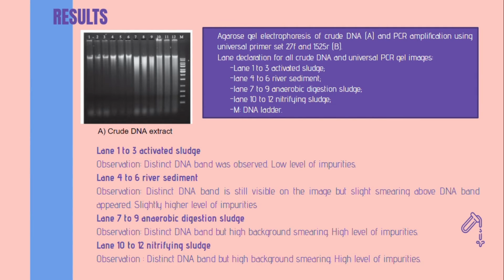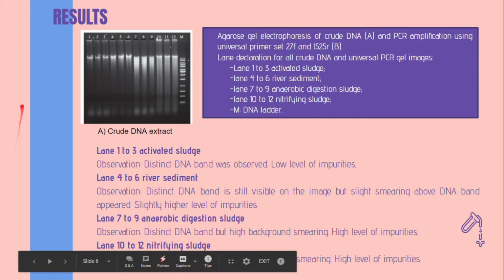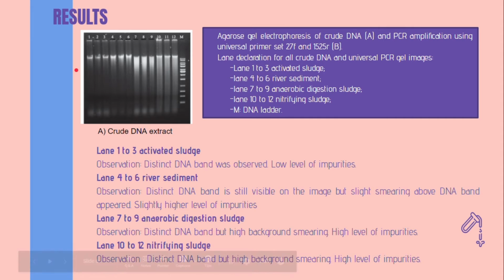I am going to explain the result for crude DNA extract first. The quality of crude DNA extracts was different between the four environmental samples. First, lanes 1 to 3, activated sludge. What we can observe from lanes 1 to 3 is the DNA band with a low level of impurities. Second, from lanes 4 to 6, river sediment, we can see that the DNA band is still visible but got slightly smearing above the DNA bands.